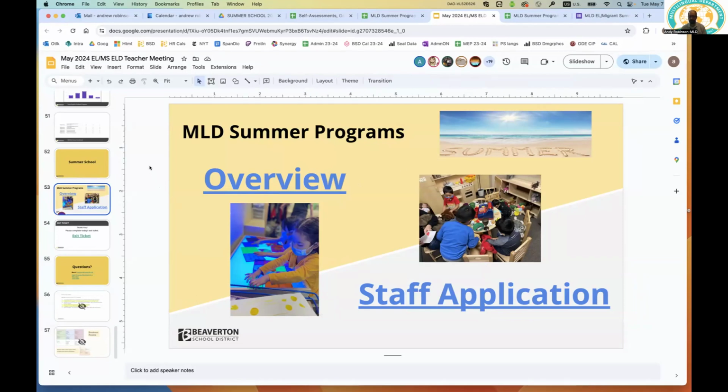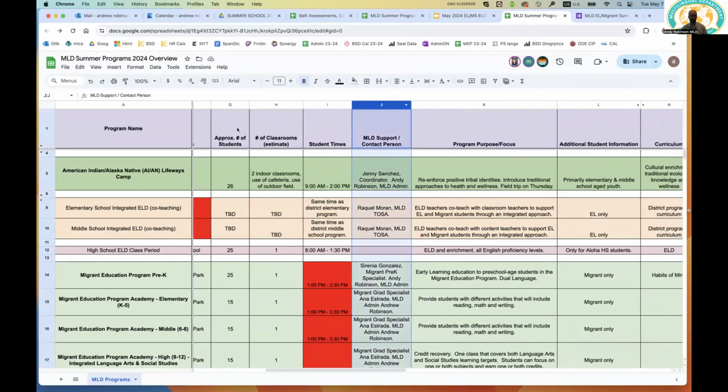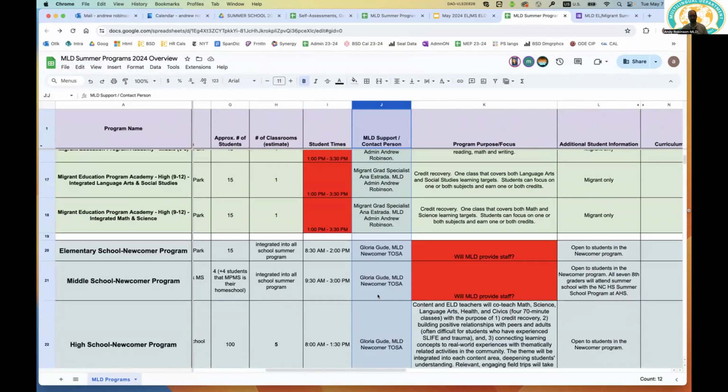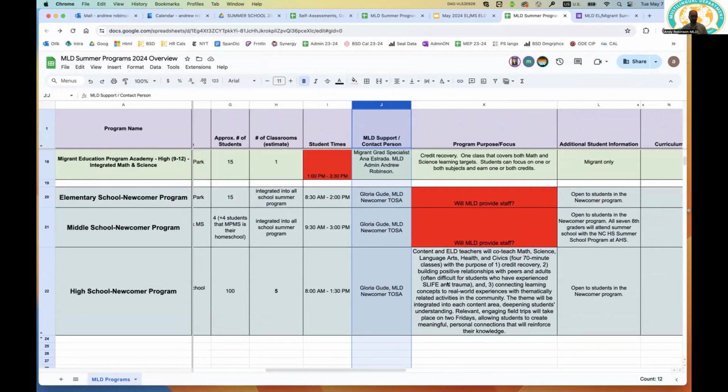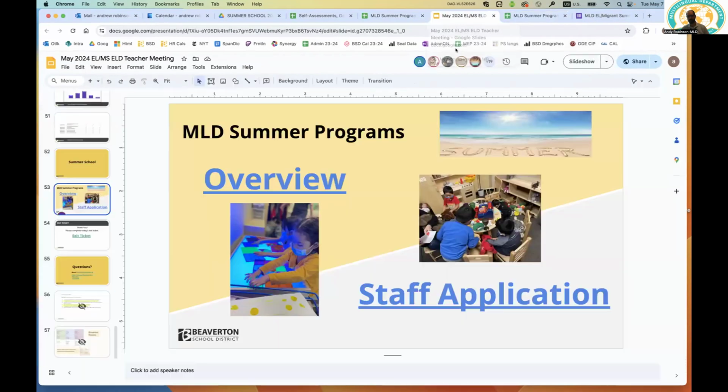If you have any questions, you can reach out directly to me or to any of the coordinators or contact people that are listed in this overview. Column J is the contact person, and we have all the people listed here. If you have questions about what the hours are, whether prep time is included, or what site this will be at, all those nuts and bolts kinds of questions, you can reach out directly to them. And so that's it for summer school. Thanks so much for listening, and thank you in advance if you do apply for our program and for supporting our students.